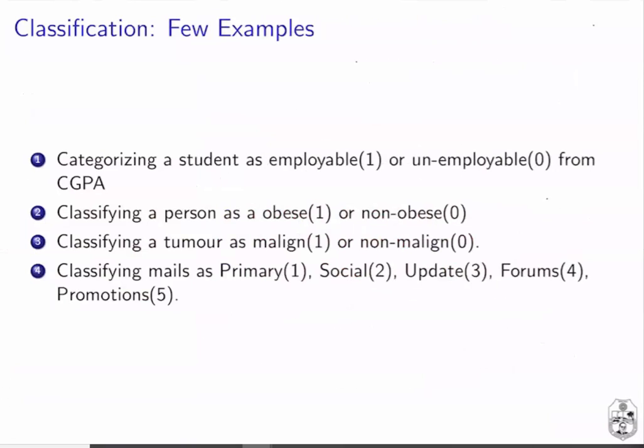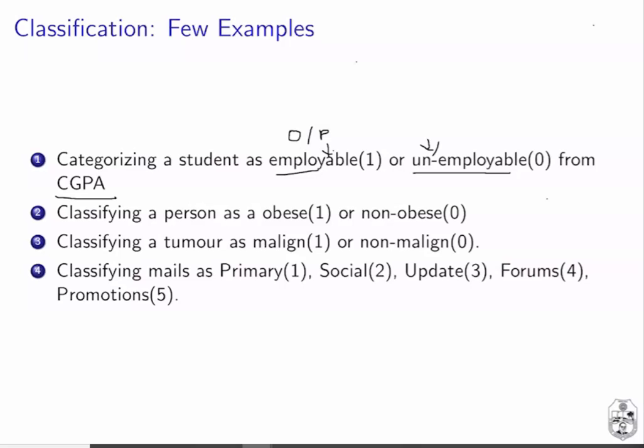Here are a few examples of classification problems. The first example is classifying a student as employable or unemployable. The output variable takes the value employable or non-employable, and the input variable may be the CGPA. From the CGPA, I would like to predict whether the student is employable or non-employable. What does employable mean? A student who is able to get a job by the end of the 8th semester, either through campus recruitment or an off-campus drive, I am calling employable. Other students, I am calling non-employable.